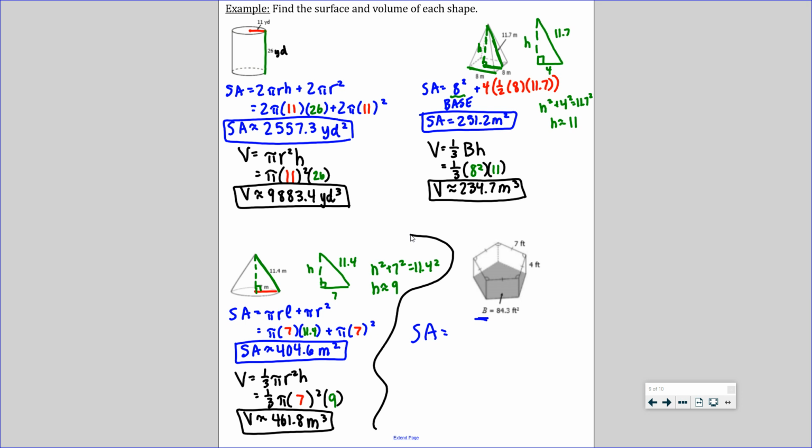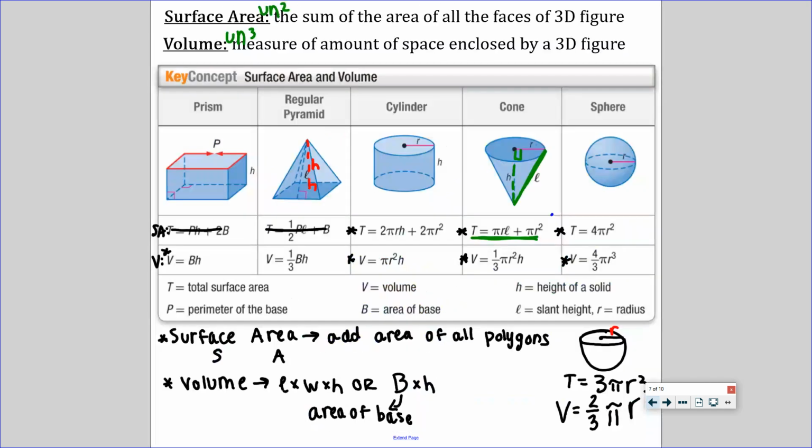What does this capital B stand for? Base. Okay, but what else? What did it stand for right here? Is it like the area of the base? Yeah, it's the area of the base. Isn't that nice? We don't have to find the area ourselves. Okay, be on the lookout for that. Also, it's in your chart here too. Capital B is the area of the base.